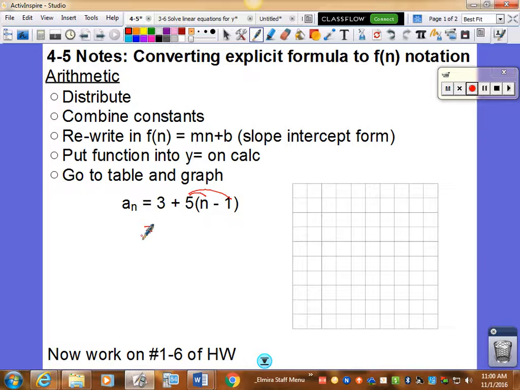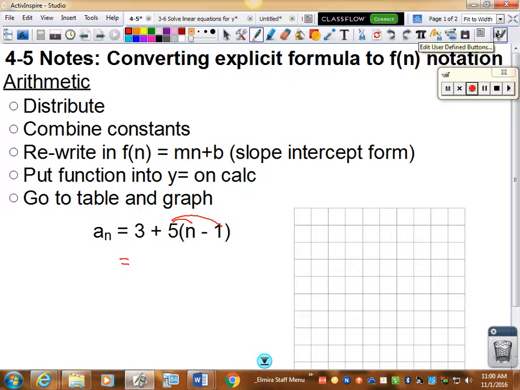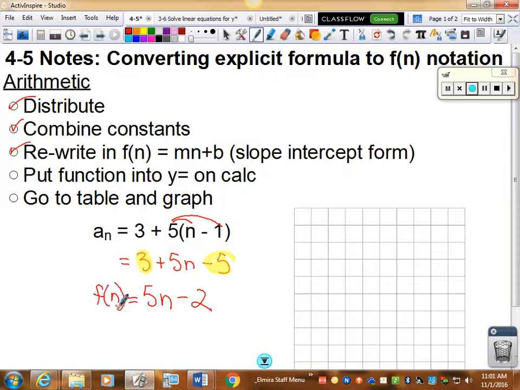Let me blow this up a little bit more. Okay, so 3 plus 5n minus 5. Check. Then we're going to combine like terms, combine our constants. So 3 and minus 5 would be constants. Also, because we want mx plus b form, I'm actually going to write the 5n first. And then 3 take away 5 would be negative 2. Okay? And then instead of writing a sub n, I'm going to switch my notation over to f of n.